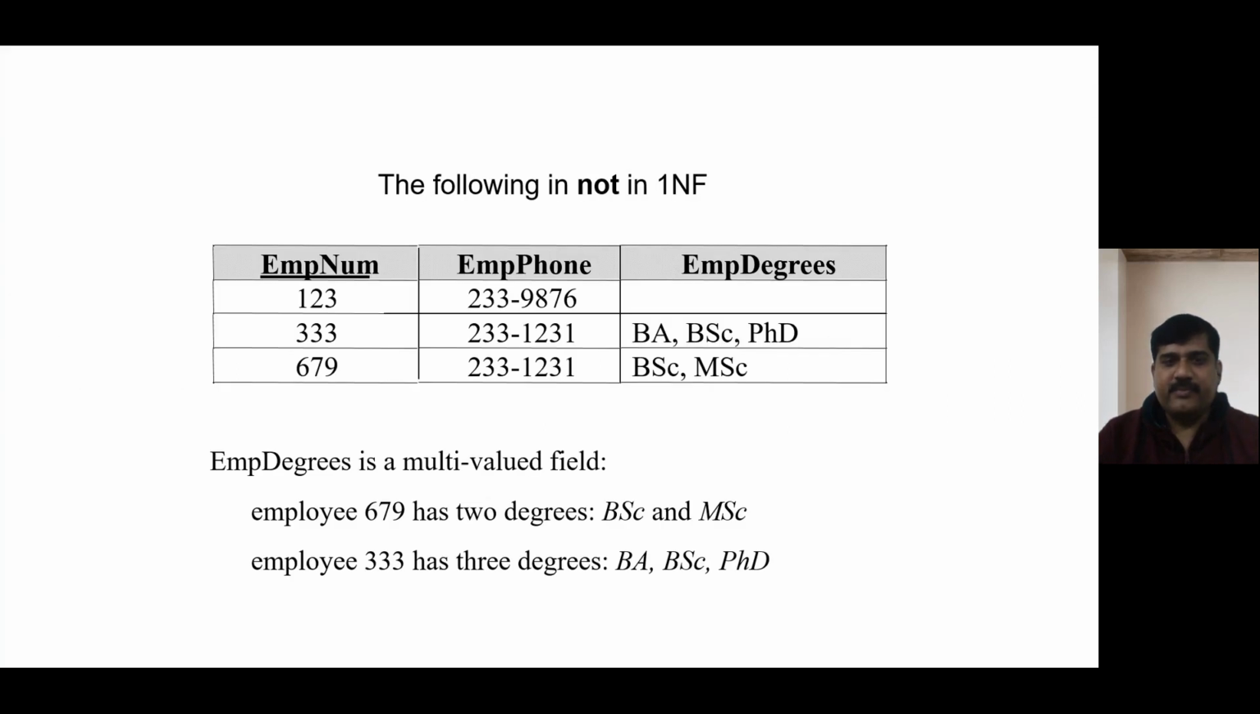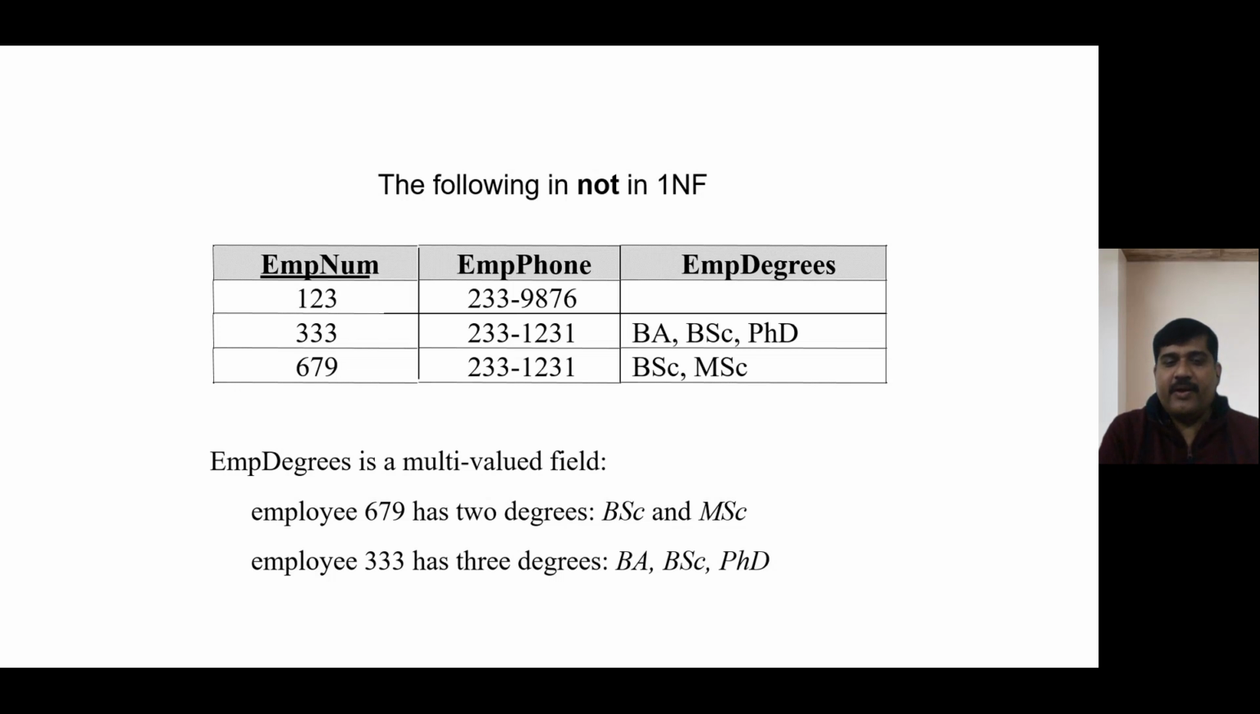See this table. In this table, there are three attributes: employee number, employee phone, and employee degrees. The employee number attribute contains employee numbers. The employee phone column contains single valued phone, and the third attribute, employee degrees, is multi-valued. Employee number 333 has three degrees: BA, BSc, PhD, employee number 679 has two degrees, BSc and MSc, and employee number 123 has no degree.